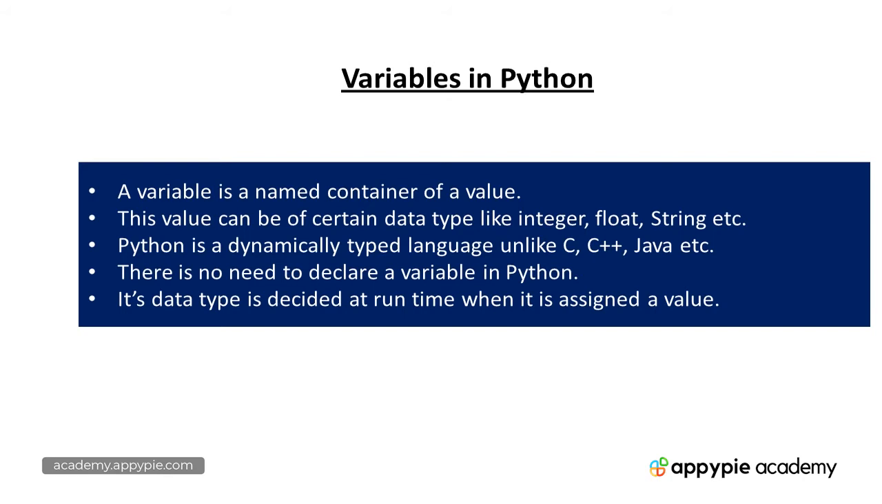There is no need to declare a variable in Python. Its data type is decided at runtime when it is assigned a value. When the program is in execution stage and a value is going to be assigned to the variable, what is the type of that value? Accordingly, that particular variable will be taken to be of that data type.